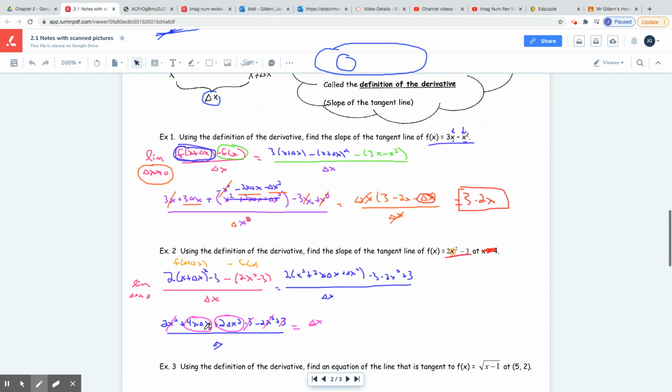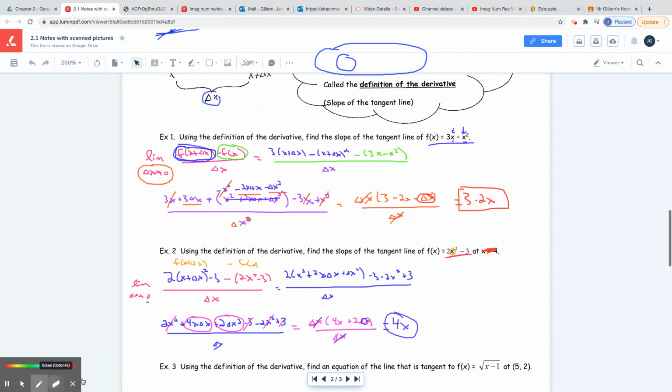Do they have a 2 in common? Don't worry about it. Just take out the delta x. I am left with a 4x, and I am left with a 2 delta x. And I take all over delta x. So as I take out the delta x, I am going to then cancel. So I'm left with 4x plus 2 delta x. I then plug in 0. 2 times 0 is 0. So the derivative is 4x. That's the slope of the tangent line.